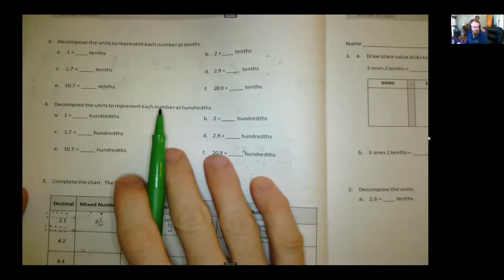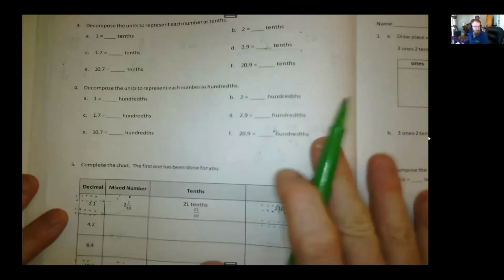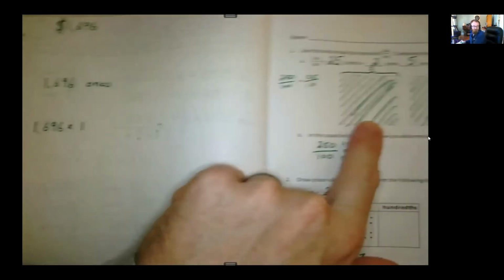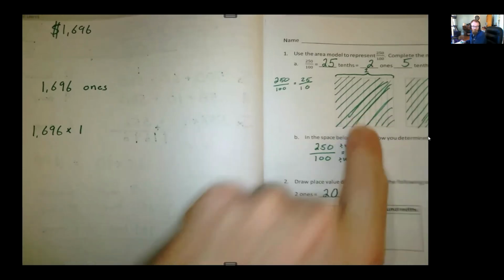Okay, let's take a look at page 60. These are similar to what you're going to see on your exit ticket, so it's important that you understand how to do this. We have to decompose these numbers that are given to us in decimal form into tenths and hundredths. So watch me carefully. I'm going to show you a trick, right? We know that 1 whole equals 10 tenths. We can tell that every time we look at an area model. There's 10 tenths in one whole.